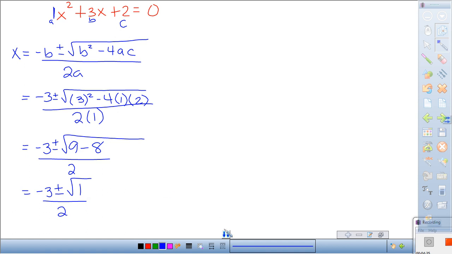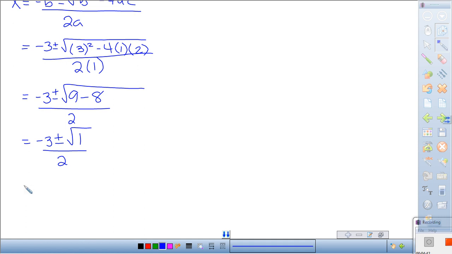Then we have, equals negative 3 plus or minus the square root of 1, which is just 1, divided by 2. Okay, at this point, you're going to end up with 2 answers because a lot of times you have 2 x-intercepts. Remember, you can have 2, 1, or even no x-intercepts. But in this case, we're going to end up with 2 different answers. We need to do negative 3 plus 1 divided by 2 and negative 3 minus 1 divided by 2.